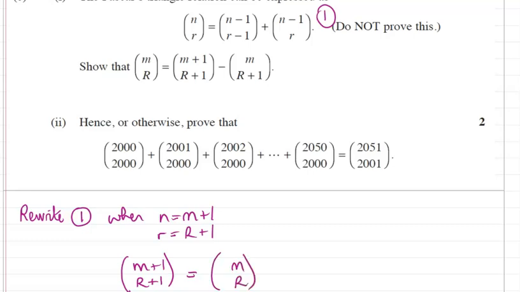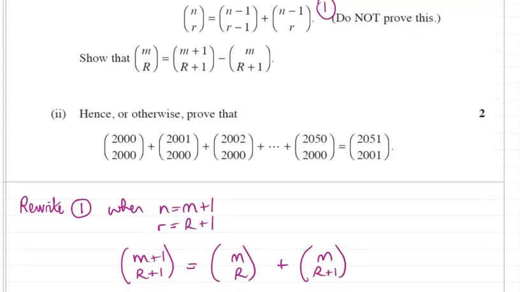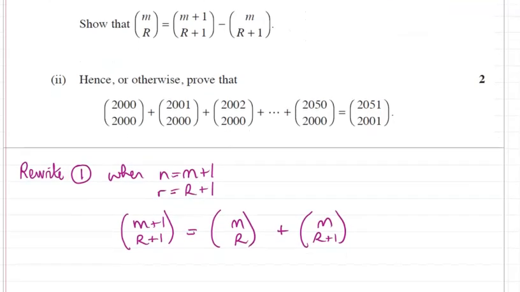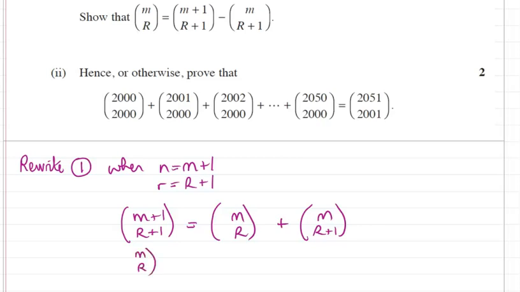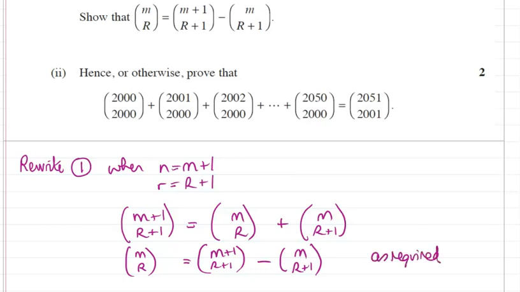m choose r plus m choose r plus 1. All right, I'm getting close, but I'm not there yet. I really just want m choose r as the subject of the formula. So m choose r, making him the subject of the formula, is m plus 1 choose r plus 1 less m choose r plus 1. And that's exactly what I was required to show.